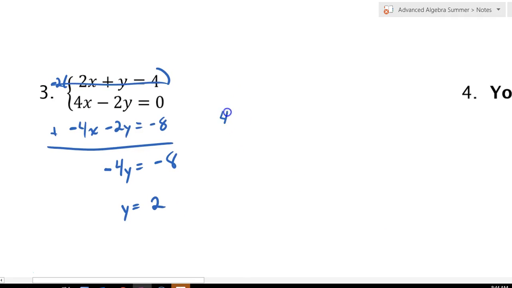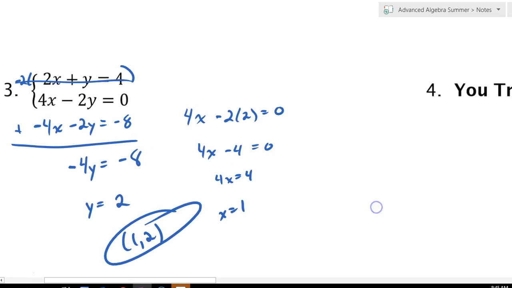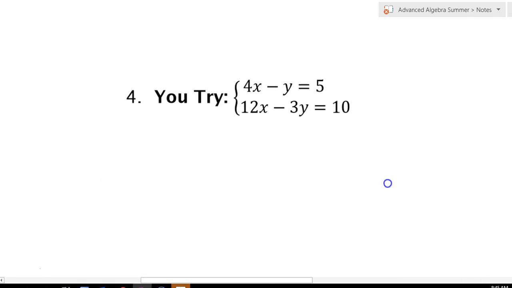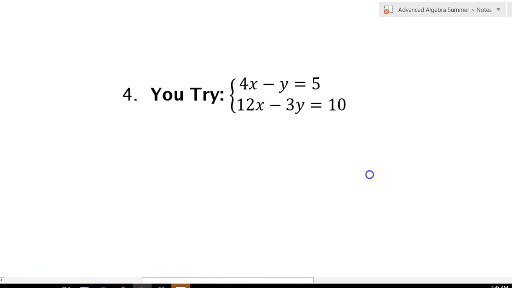Then if I plug back in, so let's use this equation here. So 4x minus 2 equals 0. Add 4 to both sides, divide by 4, x equals 1. So this one, nice, one solution here: 1, 2 like we've seen before. So again, if you're getting that work down. All right, let's go ahead over here now.